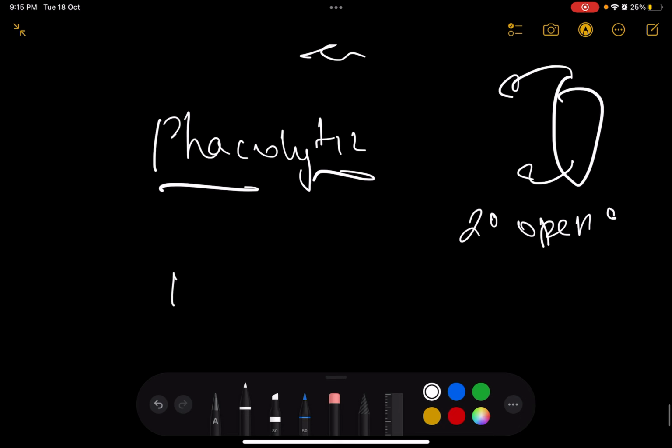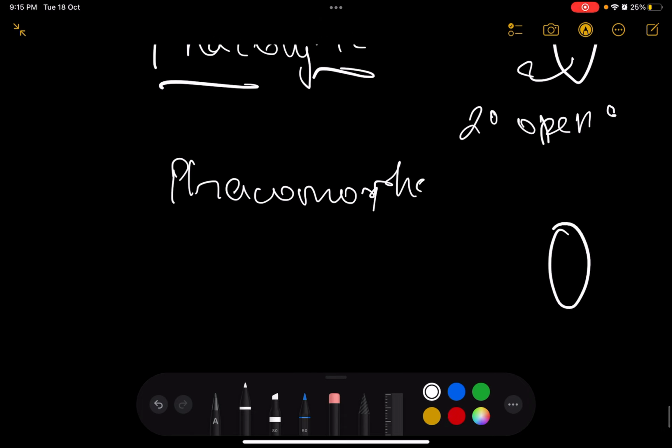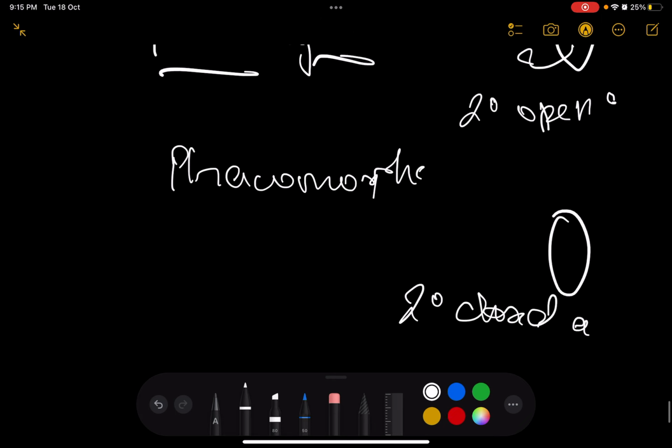What about phacomorphic? Phacomorphic means there's going to be a change in the shape of the lens. Basically, phacomorphic is when the lens has increased in size. What's it going to cause? It's going to push the iris forward, and when it pushes the iris forward, there's going to be iris bombing, and when there's iris bombing, there's going to be secondary closed-angle glaucoma. This is called secondary closed-angle glaucoma. It's caused by what?